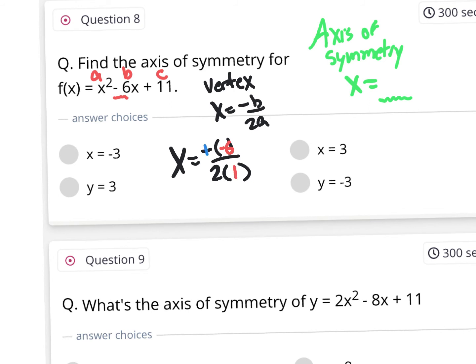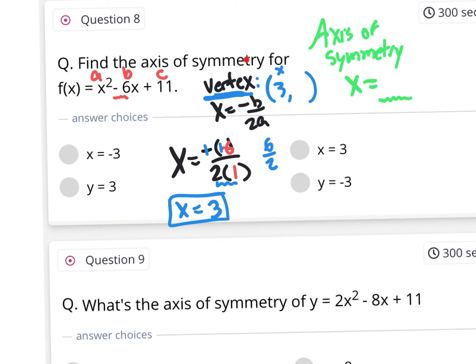When you simplify, a negative and a negative becomes a positive. 2 times 1 is 2. So you really have 6 divided by 2. So the x value of your vertex is 3. This is the x value of your vertex. If you were finding the vertex, if they ask you for the vertex, this would be the x value, that is 3. Now you could continue and plug in the 3 into the x and into the x and do the math, and you'll find the y value of your vertex.